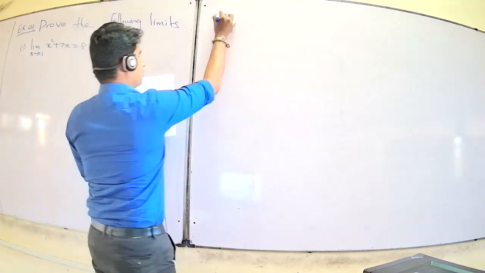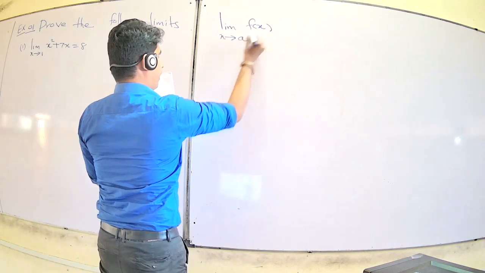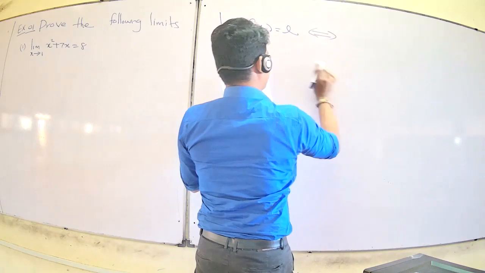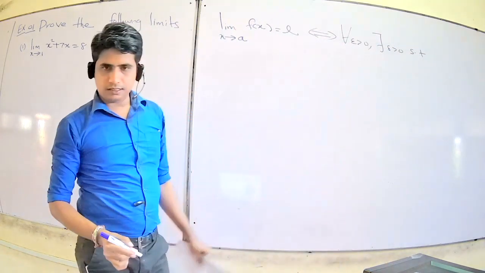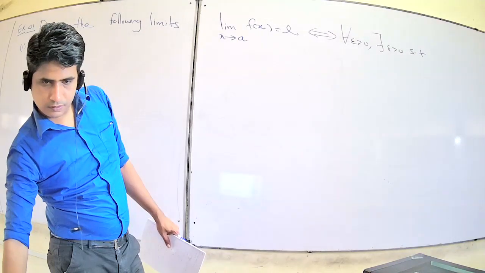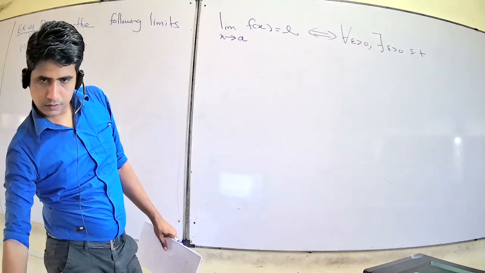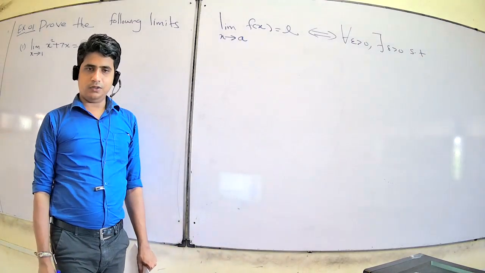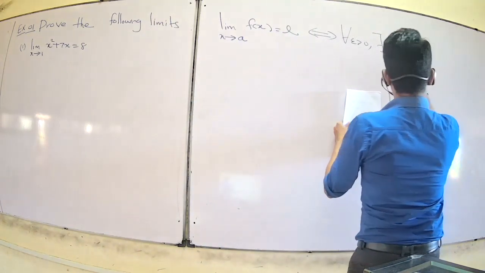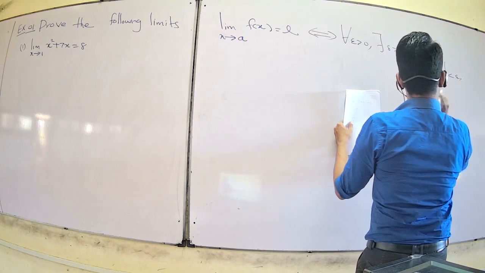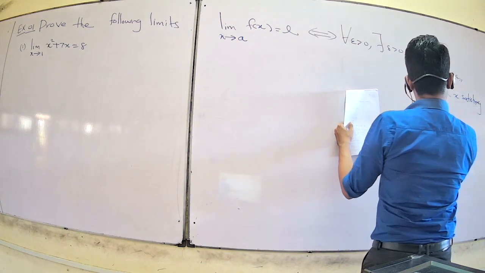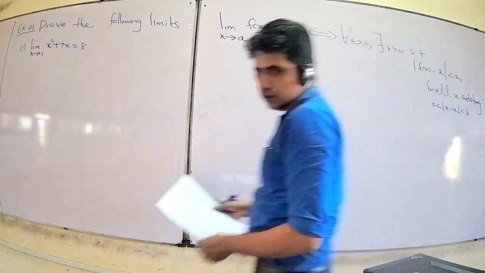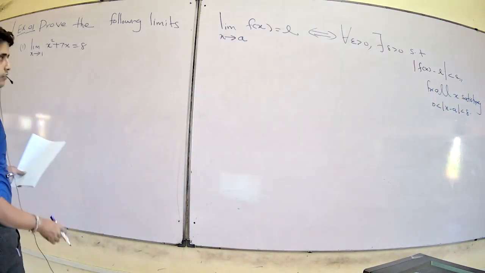Before that, you want to understand: suppose limit of f of x, x tends to a, equals L. This limit exists if and only if for all epsilon greater than 0, there exists delta greater than 0, such that modulus of f of x minus L is less than epsilon for all x satisfying 0 less than modulus of x minus a less than delta, right?